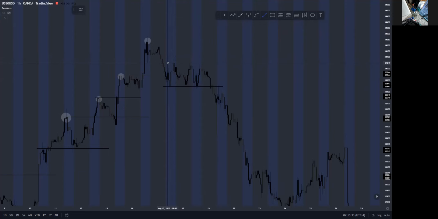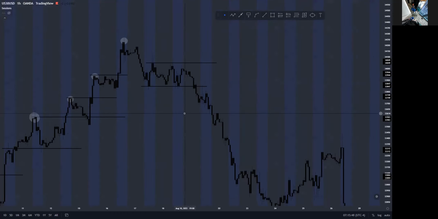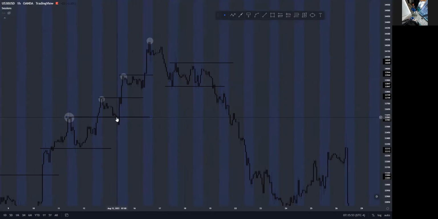So let's just do here. I like to do the candle closures because I feel like the wicks are not accurate enough for me. I feel like the candles where it closes is where price is normally most focused. So we're going to do the candle closures. Notice price is failing to make highs and we're not breaking highs anymore like we were before.